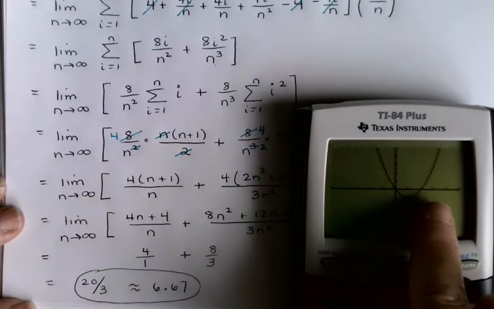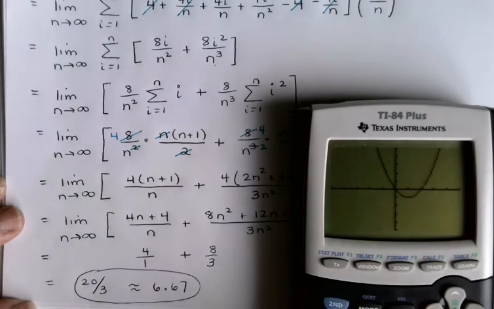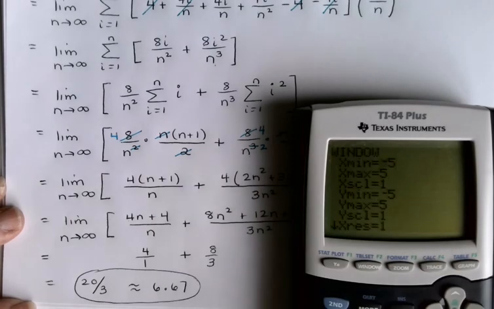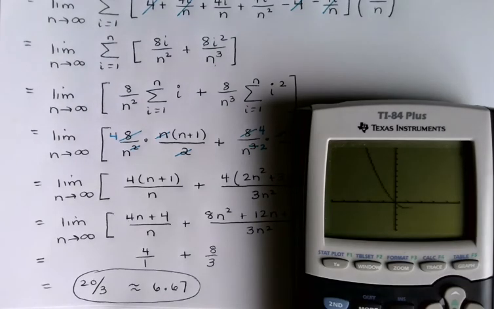I'm thinking on here I may not quite be seeing the y value yet when x is 4, so first thing I'm going to do is just fix my window. I'm going to go up a little bit higher. Let's go up to a y max of 10. I just want to make sure I can see that y value when x is 4.